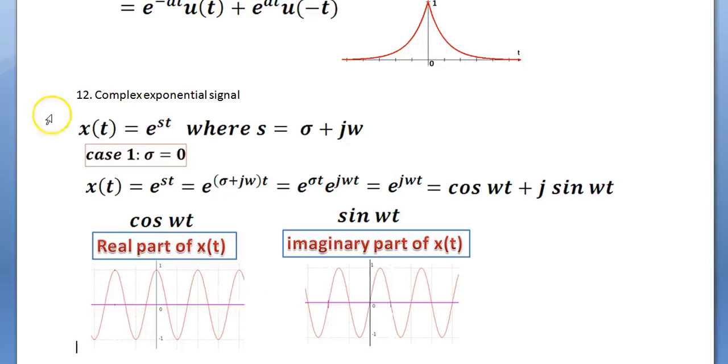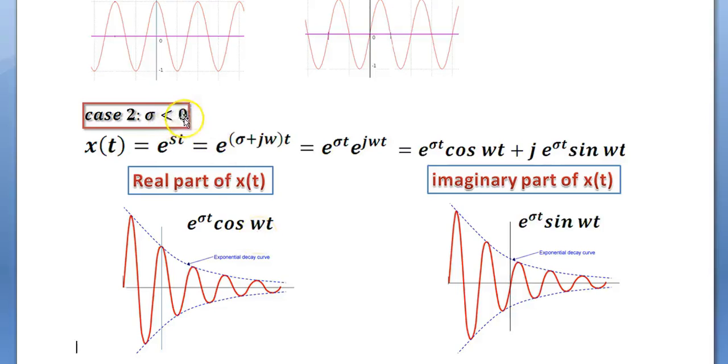Next one is complex exponential. e power st is called complex exponential, where s is a complex frequency which is sigma plus j omega. If you substitute sigma plus j omega in place of s, the first case is sigma equal to 0. Then it is e power 0, 1, it is just e power j omega t. e power j theta means cos theta plus j sin theta. So the real part is cos omega t and the imaginary part is sin omega t. That is when sigma is 0. This is the diagram of e power st.